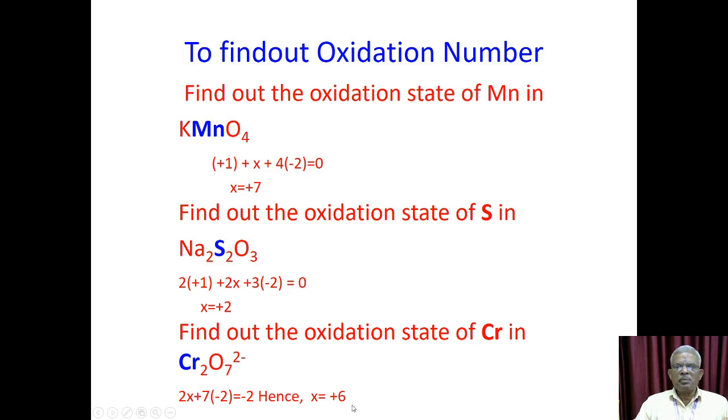Remember, while expressing oxidation state you have to mention its sign also. You should not say the oxidation state of this chromium is 6. Don't say like that. You should say the oxidation state of chromium is plus 6.